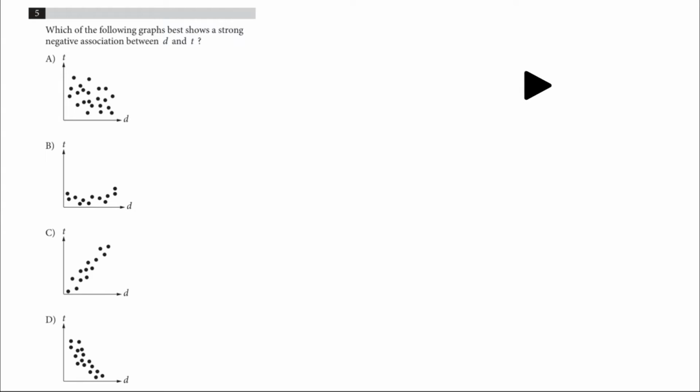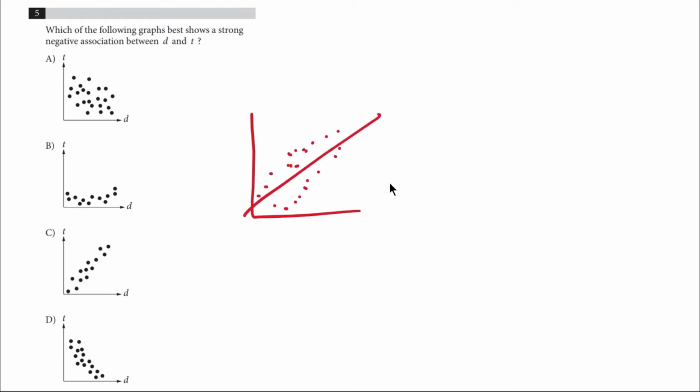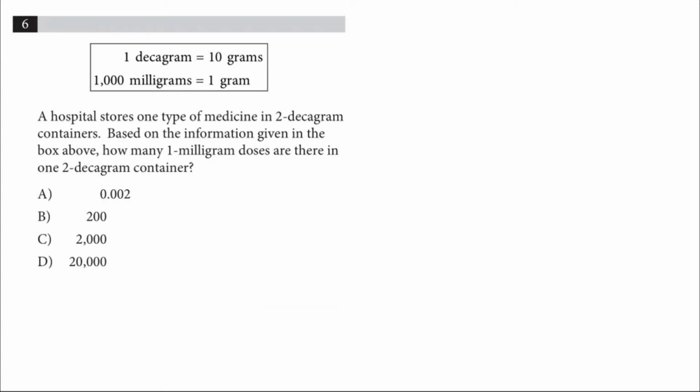Which of the following graphs best shows a strong negative association between D and T? Well, we're talking about the negative association as opposed to the positive one. If you remember, positive associations are those where the scatter plot is arranged such that the line of best fit would have a positive slope. Now, when it comes to negative associations, the data is scattered in such a way that the line of best fit will have a negative slope. In this case, choice D represents a strong negative association between variable D and function t. So choice D is the correct answer. Now let's move on to the next question.